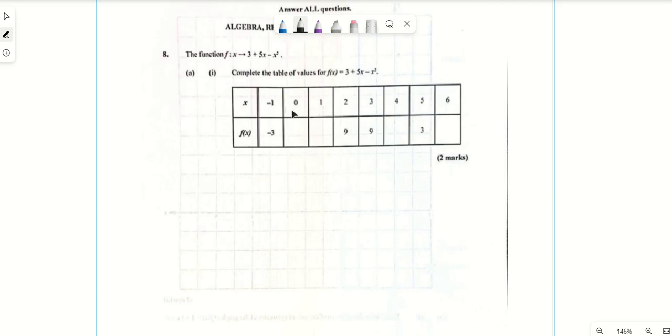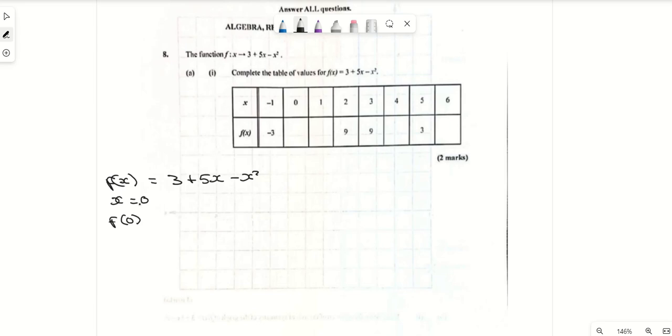So you want to find out when x is 0, what is f of 0? When x is 1, what is f of 1? When x is 4, what is f of 4? And when x is 6, what is f of 6? So let's do it. We know the equation for f of x is equal to 3 plus 5x minus x squared.